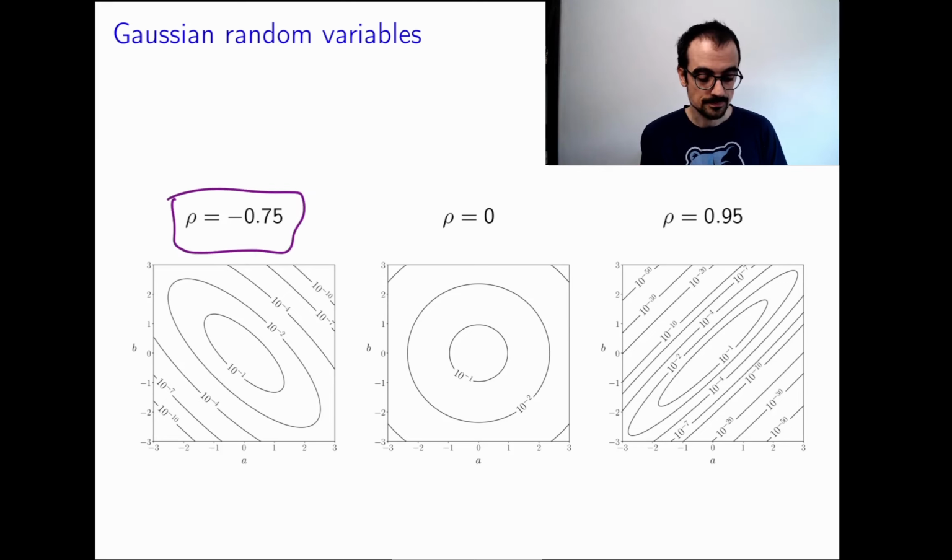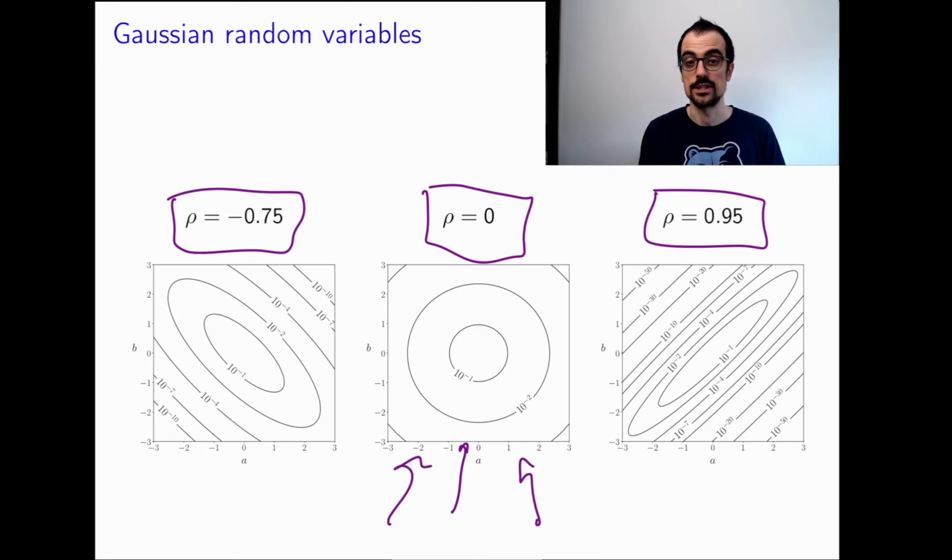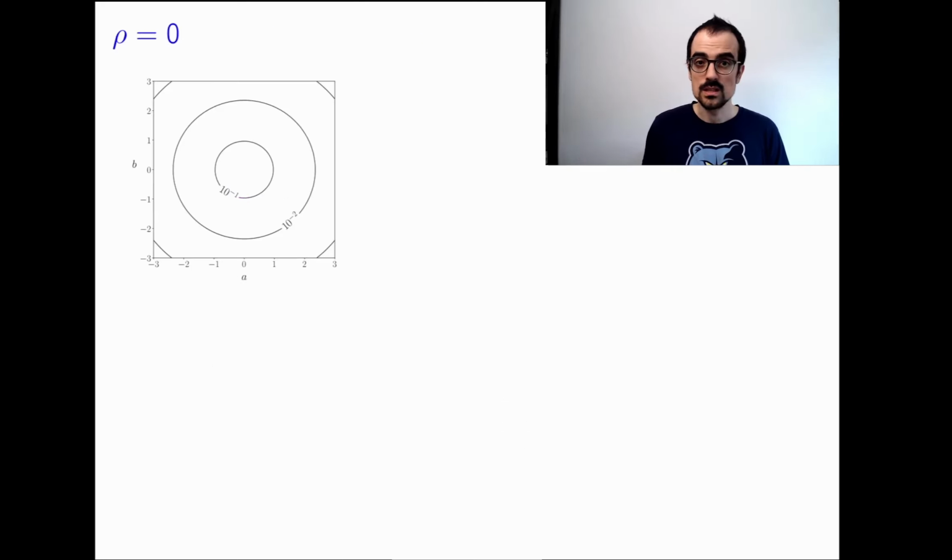In particular, when rho is equal to 0, so the correlation coefficient is equal to 0, we get these circular contours of the Gaussian random variables. Now, we know that these two random variables are going to be uncorrelated in this case, because we have shown that the correlation coefficient is equal to this parameter rho, so if rho is 0, the correlation coefficient is 0, and the random variables are uncorrelated.